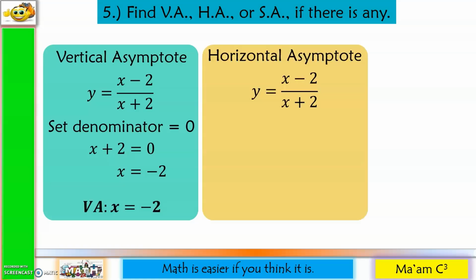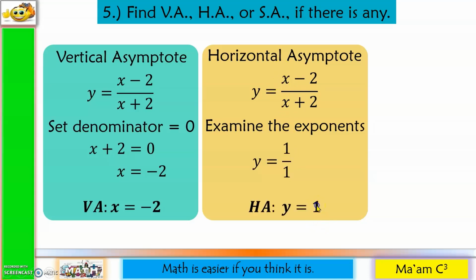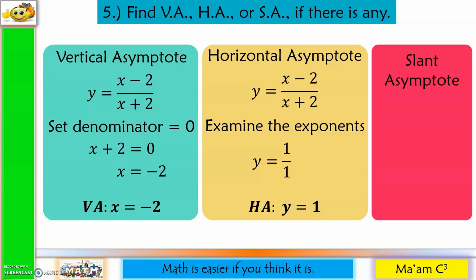Now, for the horizontal asymptote, let us compare the exponents. The degree of the numerator is 1 and of the denominator is also 1. Since they are equal degree, let us compare the numerical coefficients. This is 1 over 1. So our horizontal asymptote is y equals 1. And now for the slant asymptote, since we already have a horizontal asymptote, we do not have a slant asymptote.